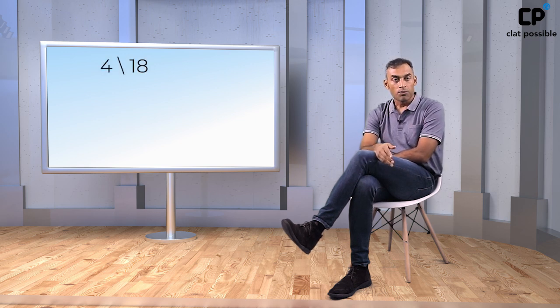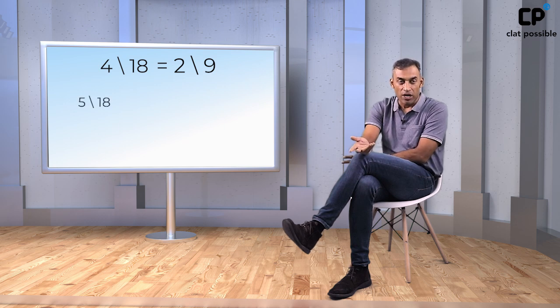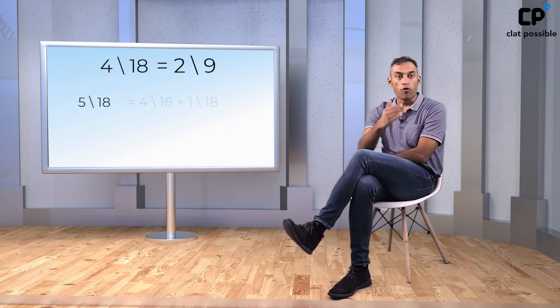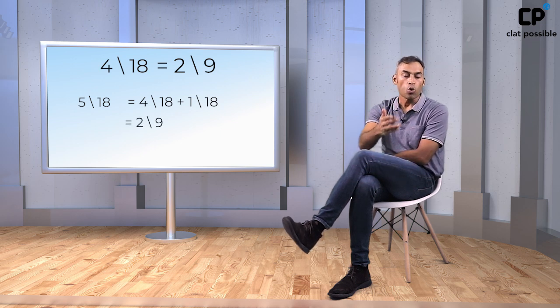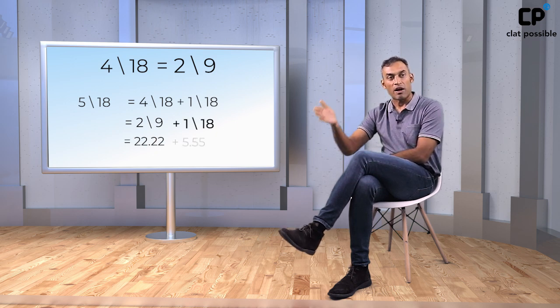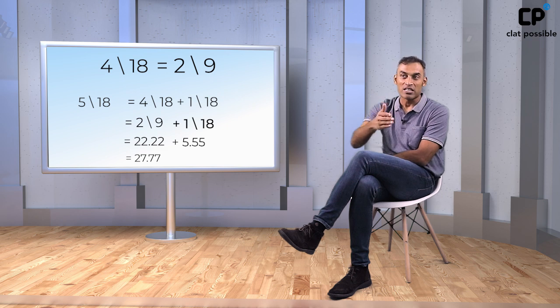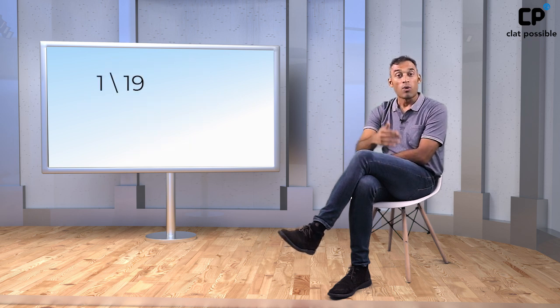In fact, if you have any term which is even, convert that into a 1 upon 9. For instance, if we have 4 upon 18, just convert that into 2 upon 9. It's easier to calculate. Similarly, if you have something like 5 upon 18, convert that into 4 upon 18 plus 1 upon 18. We know 4 upon 18 can be converted into 2 upon 9, and 2 upon 9 is 22.22. And similarly, 1 upon 18 is 5.55. So we add both of them and get the answer, which is 27.77.